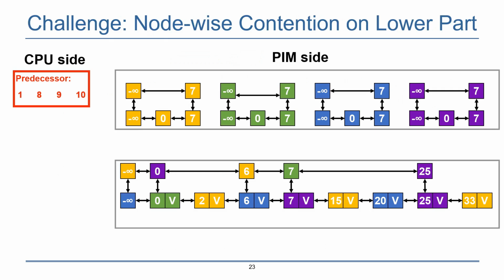Before stepping forward to further communication reduction, one challenge remains in load balance, node-wise contention. In this example, we find the predecessor for keys 1, 8, 9, and 10. Operations are evenly sent to PIMs for the upper part, and results are sent back to the CPU, nicely balanced. Imbalance shows up in the lower part. Queries can concentrate on this single node 7, causing work concentration on the green PIM module, hence load imbalance. Even with random mapping, operations can concentrate on few nodes, and the node-wise contention can destroy load balance.